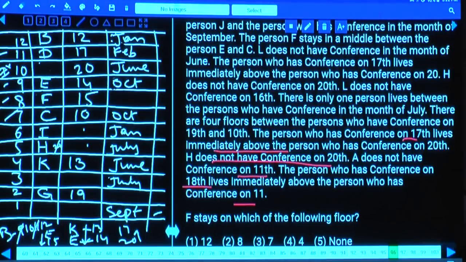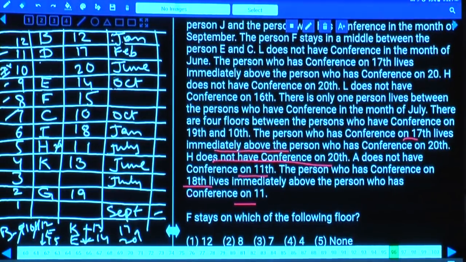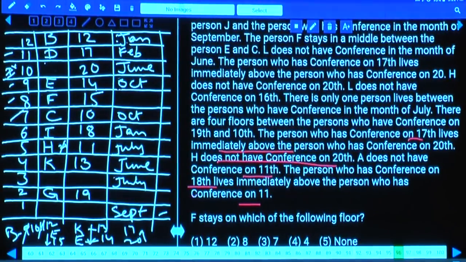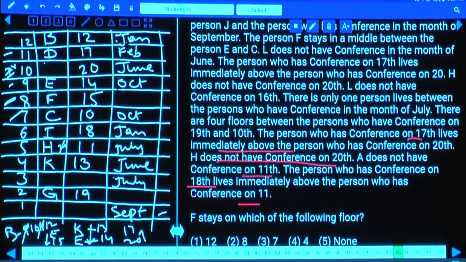Where should this 18 be? 18 is immediately above 11. And at the same time, what is the other information here? Between those two persons, 6 persons between F and the September, and then J and September. As J and September, 8th floor is already filled by this F, hence this J must be here. If J is here, this must be September. If this is September, this must be Feb. If this is Feb, who is left over here?